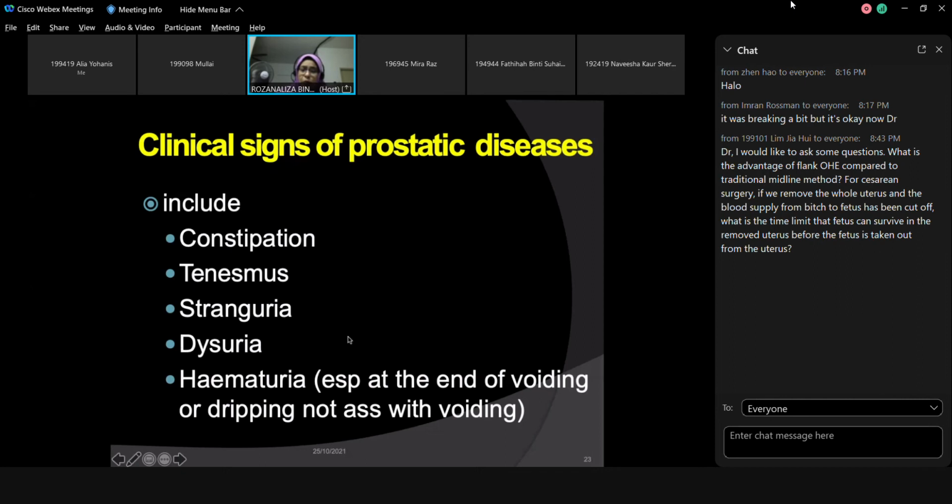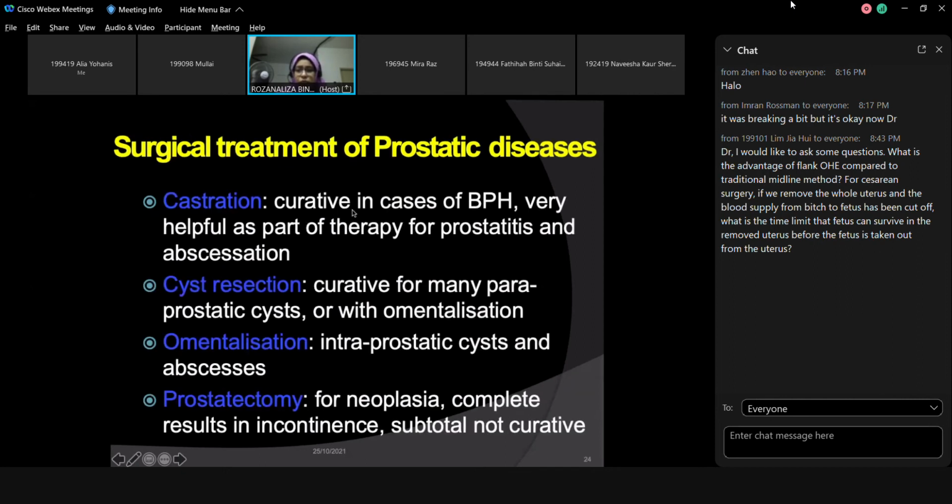Okay, so how are we going to manage it? Castration is curative for BPH. It's helpful as part of therapy for prostatitis, maybe cysts, and so on. Cyst resection is not 100%. Sometimes the cyst tends to regrow. Omentalization: you take the omentum and wrap it around the prostate. Sounds very easy, but actually it's very difficult to perform and has a very high level of failure.